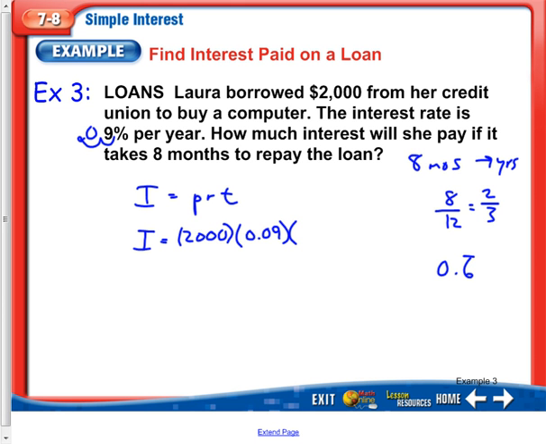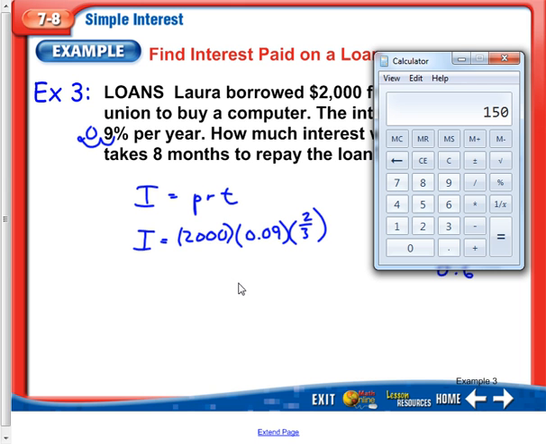We want to know how much interest will she pay if it takes 8 months to repay the loan. So let's just go ahead and put a 2/3 in here, and I'll show you how you can use your calculators to do that. You could actually use the ABC button, but my calculator here does not have the ABC button, so I'll show you how you can do it with one of these type of calculators as well. So you take your $2,000 times your 0.09. Okay, now I'm going to hit equals. So that's $180 right now.